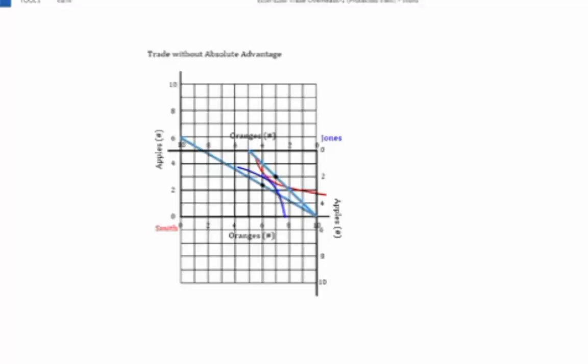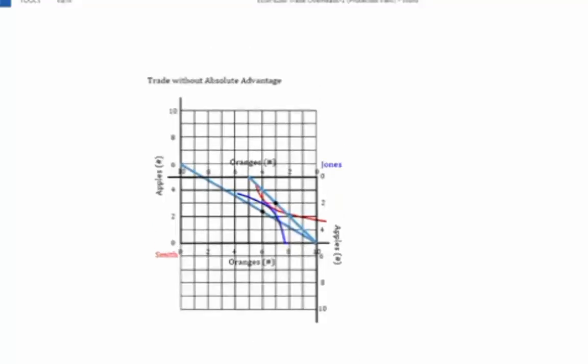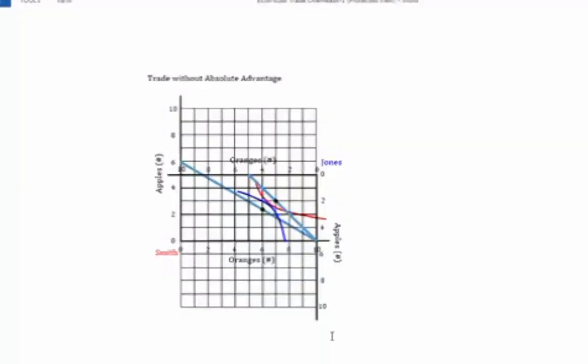Questions? Thoughts? Yes? After each specialized event trade, the best possible outcome for both is the tangent only. It can't be going left or to the right. You mean this point here?